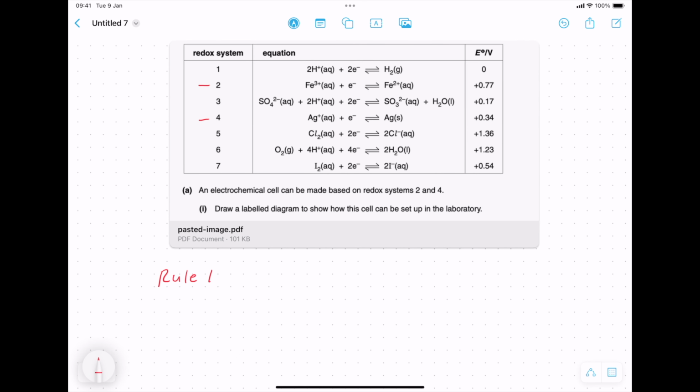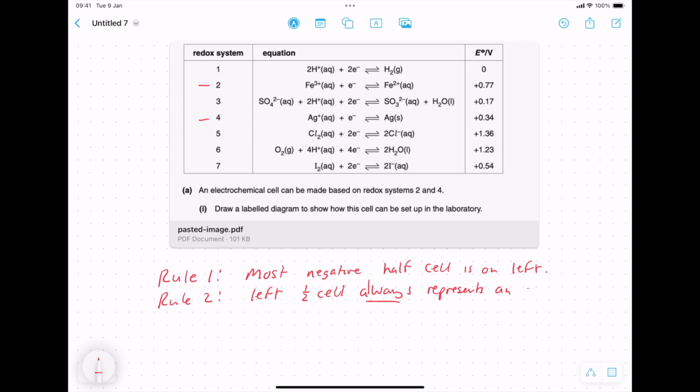Rule number 1: the most negative half cell is on the left. Rule number 2, providing you've done rule number 1 correctly: the left half cell always represents oxidation. If you look at the two numbers we have, 0.34 volts versus 0.77, clearly redox system 4 is the more negative of those two. So let's begin the construction of the cell.